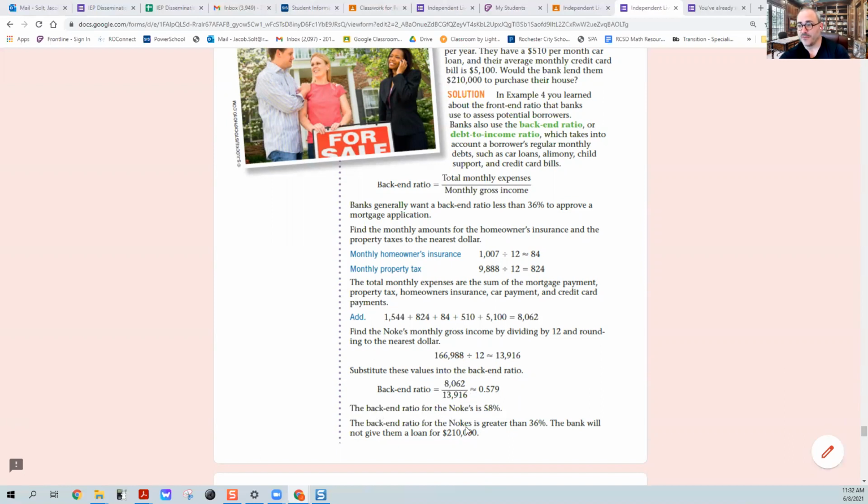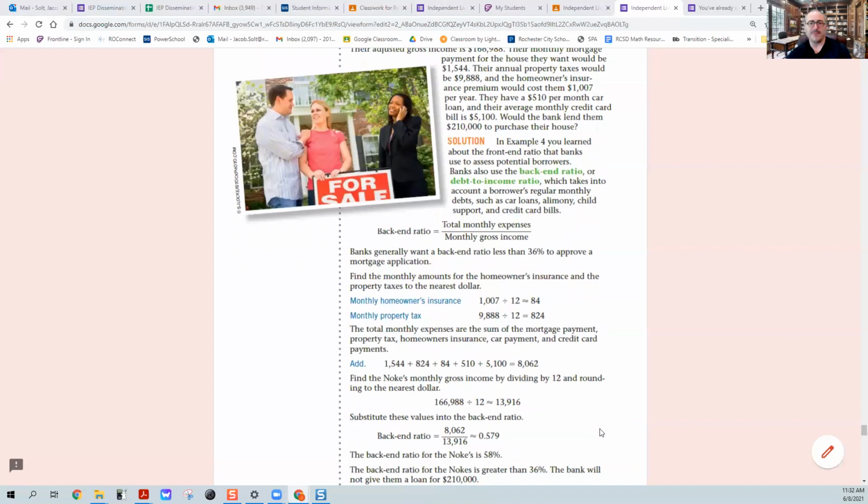The back end ratio for the NOKs is greater than 36%. Therefore, the bank will probably not give them a loan for $210,000. The bank will say, maybe you ought to look for a house that's not quite so expensive. Or maybe you ought to pay off that car loan at $510. Or maybe you've got to reduce some other expenses, to make this $5,000 be like $4,000 or $3,000 a month in terms of monthly expenses. You've got to somehow cut some expenses or make some more income.